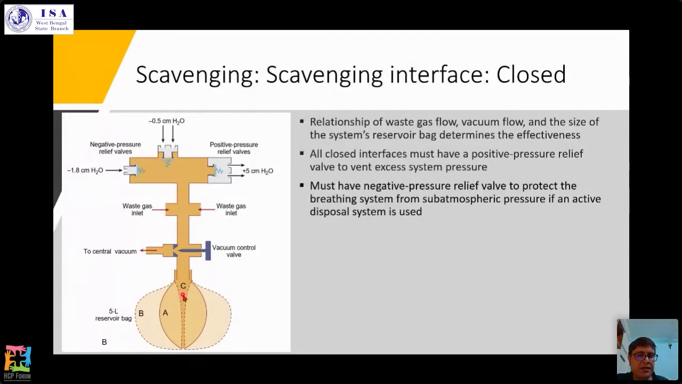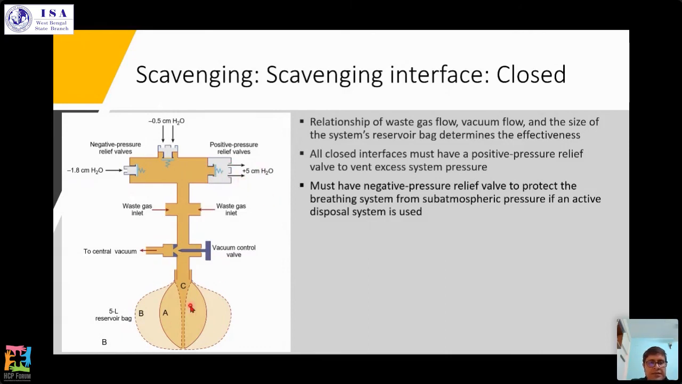Now, a closed system, if it's an active system that is connected to a central vacuum with a control, we will have to have both positive and negative pressure relief valves. So what we have here is negative pressure relief valves at -0.1 centimeter H2O, two valves in fact, and there is a positive pressure release valve at +5 centimeter H2O, because if the vacuum is less than that, then this reservoir bag will become inflated and the pressure would exceed, and cause increased resistance to the patient expiration.